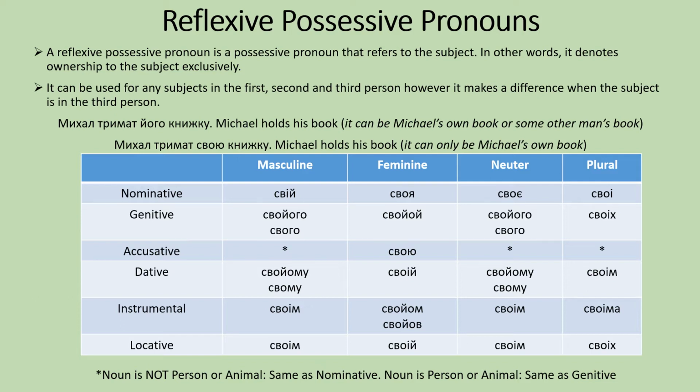Feminine, it is swojoj. Neuter, it is swojoho, or alternatively, swoho. The plural is swoich.